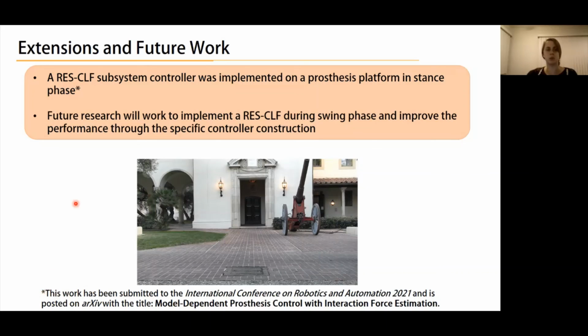Future research will work to implement a res CLF during the swing phase and also improve the performance through the specific controller construction. The advantage of this work is that we created a whole class of controllers, so we now have flexibility in the exact controller construction we want to use that will still always give stability of the full system.